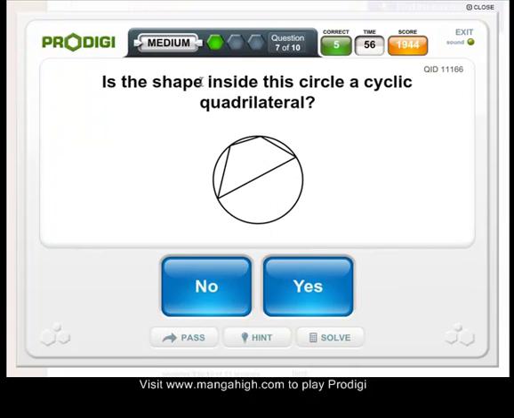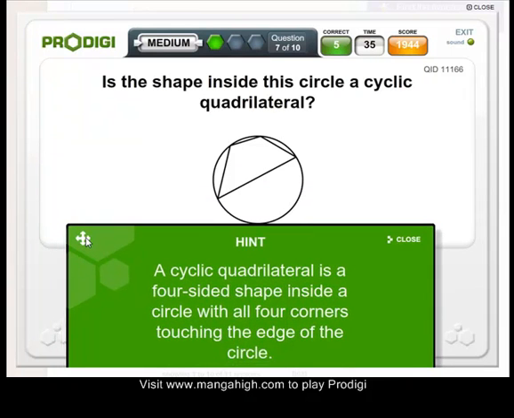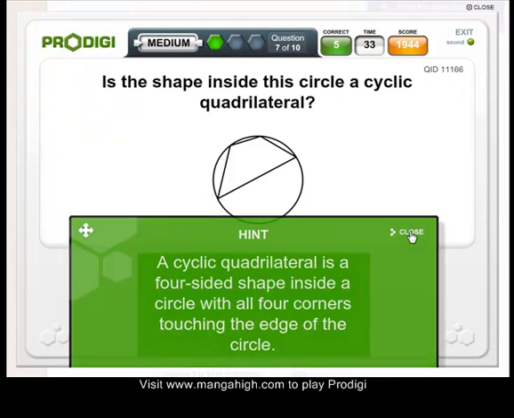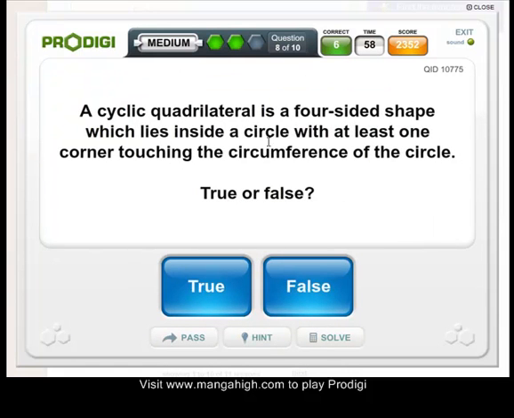And here, the shape inside, is it a quadrilateral? Well, all of the angles are touching the side, but does that mean it's a cyclic quadrilateral? I don't know actually, so maybe I just ask for a hint. Inside a circle, all 4 corners touching the edge. Well, I think that is certainly true, isn't it? So yes. So with at least 1 corner, that's false. I know, we just looked at that.